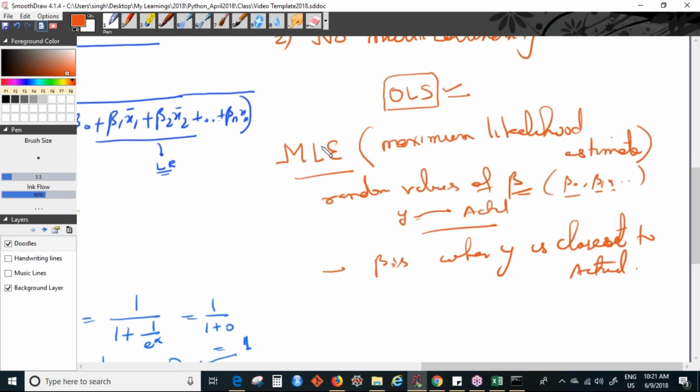So remember this maximum likelihood estimate. This is also asked in interviews. How does it decide the value of betas? So this is the answer for that.